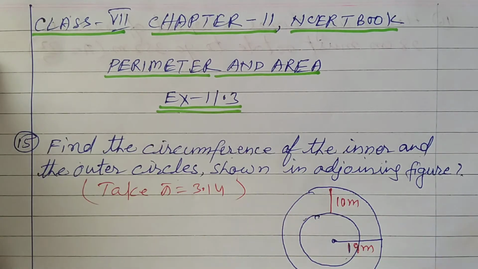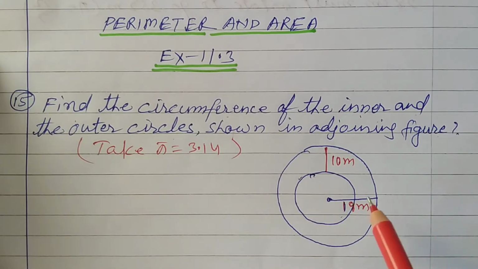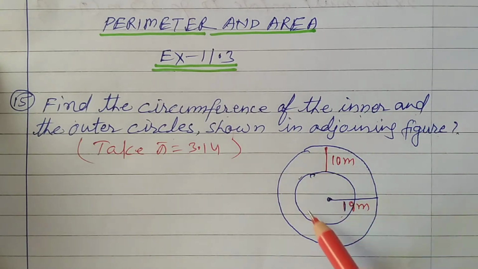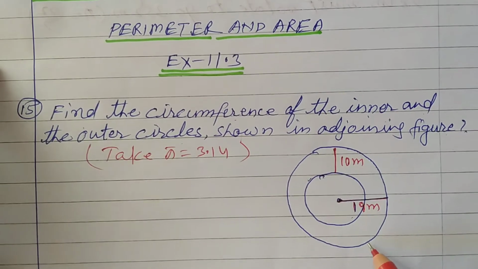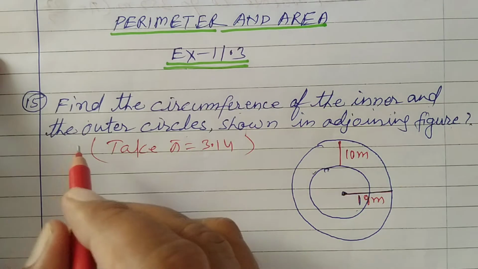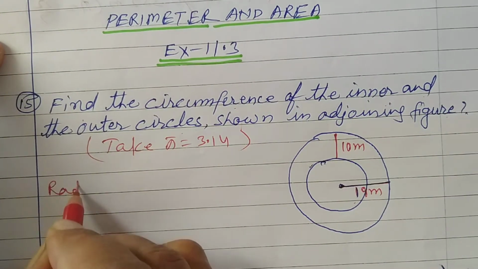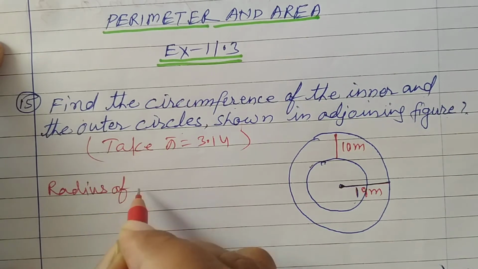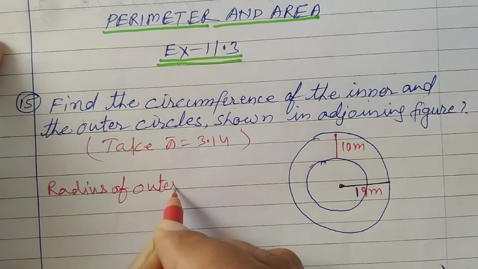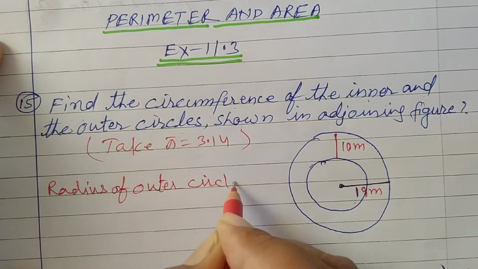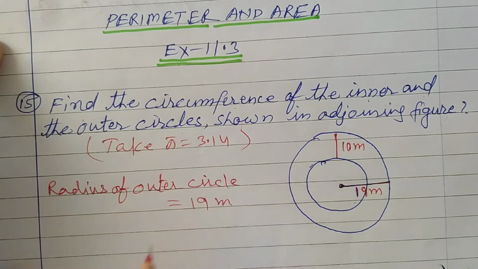The figure is given in the question. You can see there are two circles in this figure. So first, the outer circle radius is given, 19 centimeter. Okay, so first we write what is given. Our radius of the outer circle is given. So we write here, radius of outer circle equal to 19 meter.